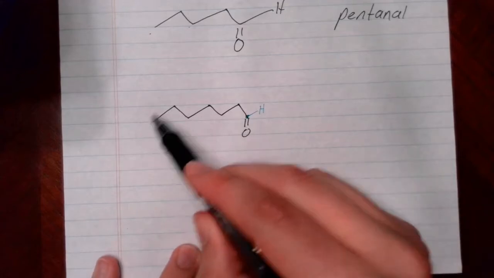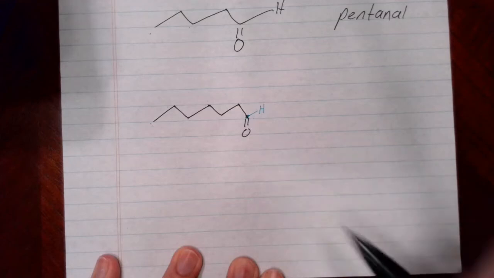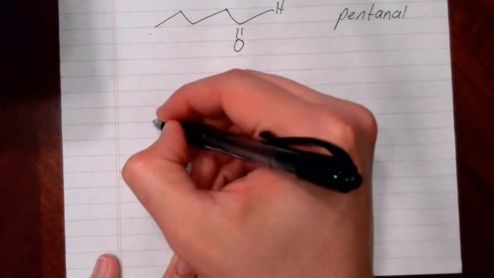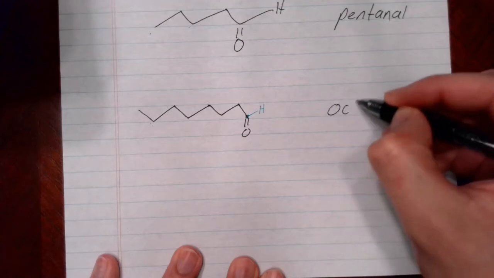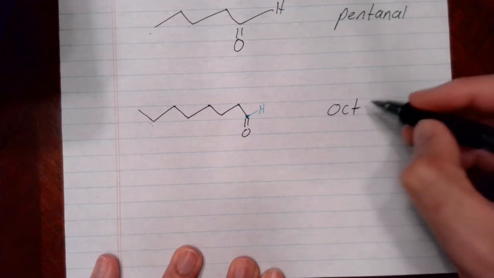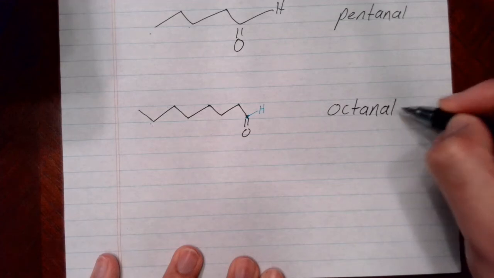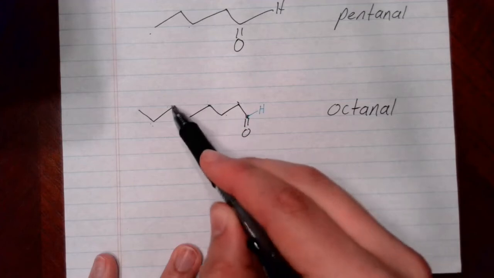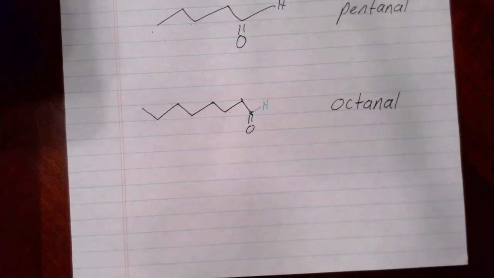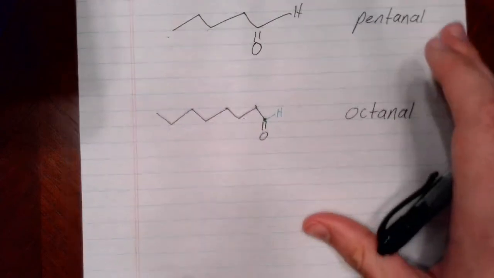Same process. 1, 2, 3, 4, 5, 6, 7 carbons. Let's go ahead and make it 8, to make the problem a little easier. So I have OCT. I only have carbon-carbon single bonds, so I have AN, and it's an aldehyde, so I have AL. I go back and double check myself: 1, 2, 3, 4, 5, 6, 7, 8. So I'm good to go: octanal. Or I could say 1-octanal, but the 1 is understood in this situation.